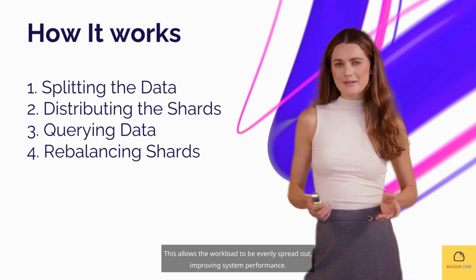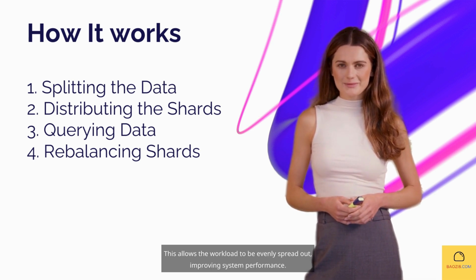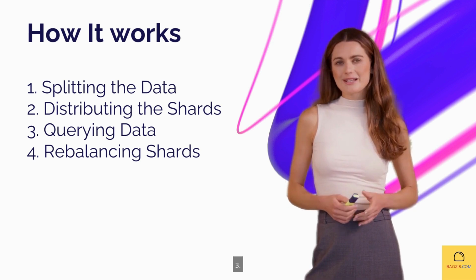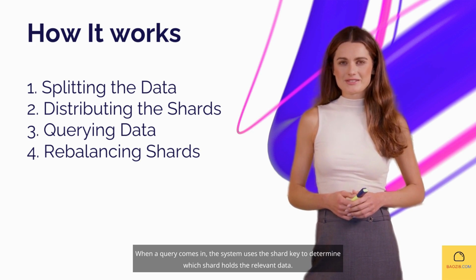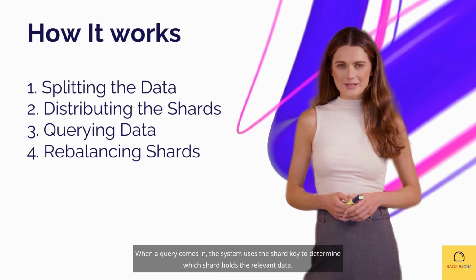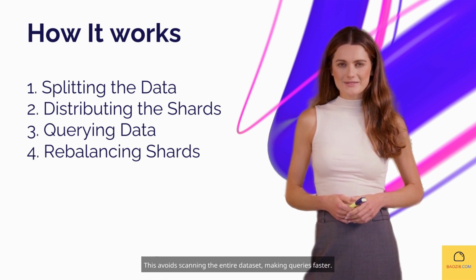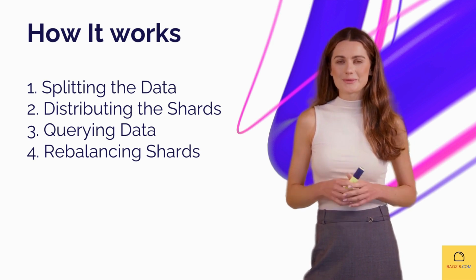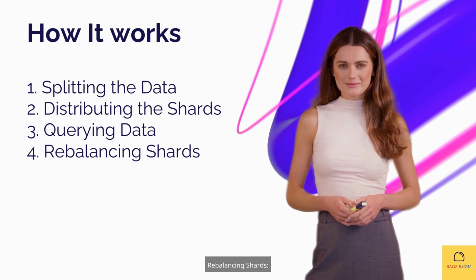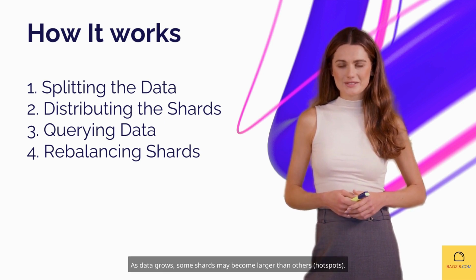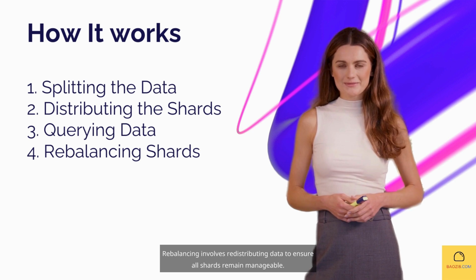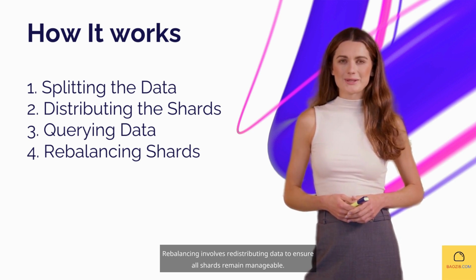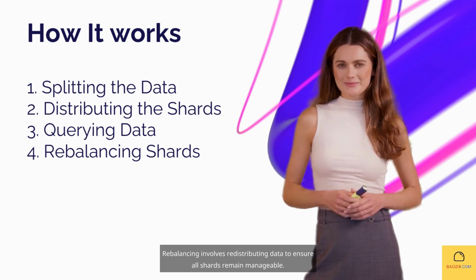This allows the workload to be evenly spread out, improving system performance. 3. Querying data. When a query comes in, the system uses the shard key to determine which shard holds the relevant data. This avoids scanning the entire dataset, making queries faster. 4. Rebalancing shards. As data grows, some shards may become larger than others, hotspots. Rebalancing involves redistributing data to ensure all shards remain manageable.